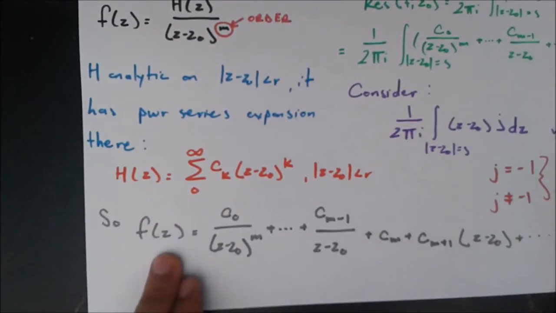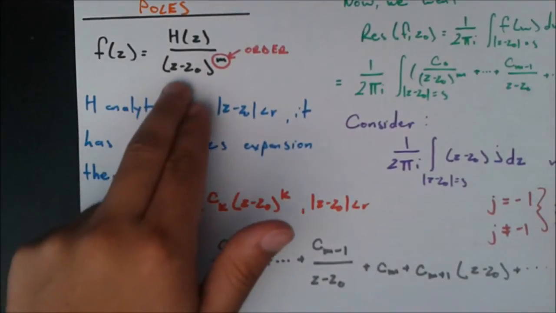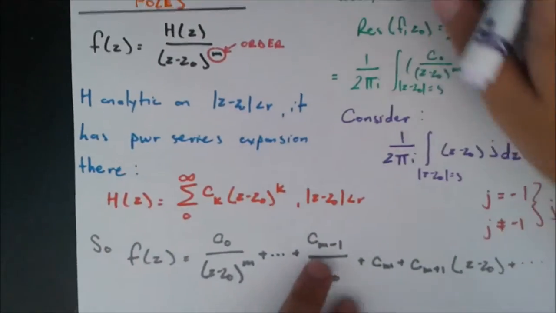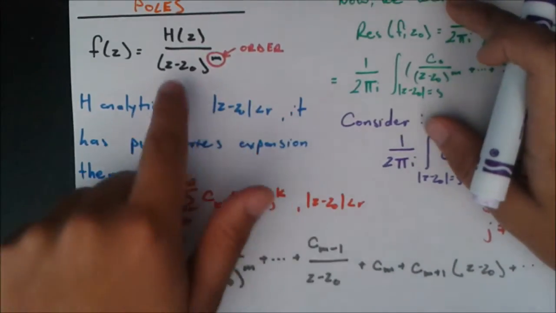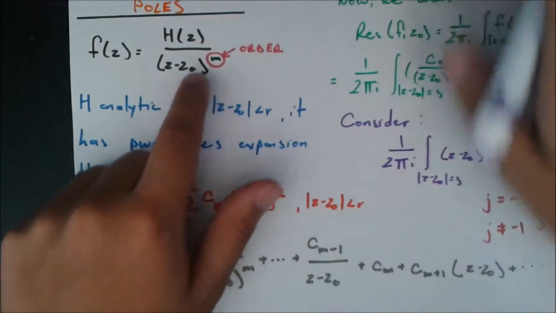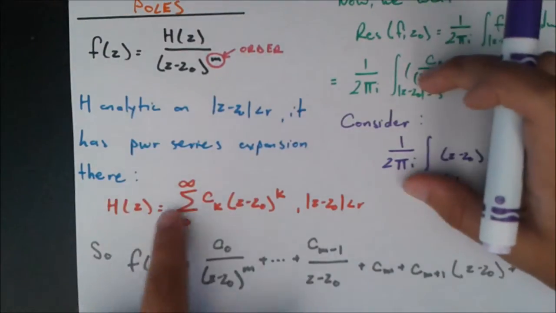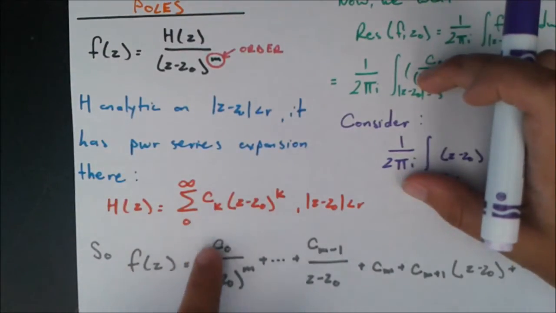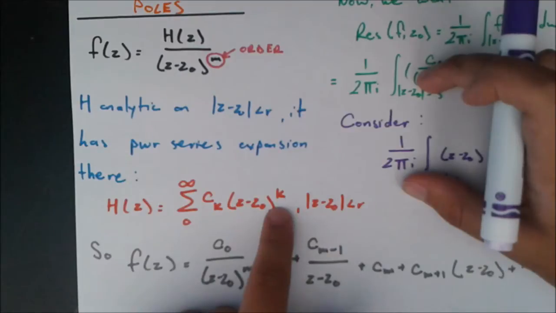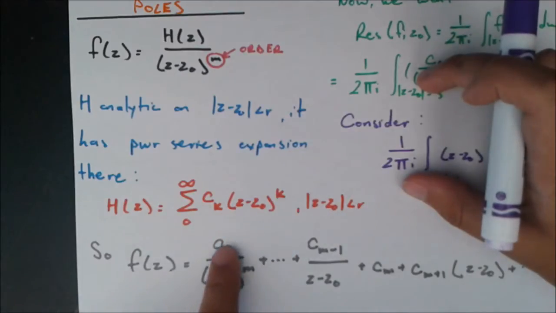So that means f of z, being h of z divided by (z minus z0) to the power of m, we can just take this whole power series and divide it by (z minus z0) to the power of m. What's the first term? Well, the first term of h of z was c sub 0, because this term just equaled 1. So c sub 0 divided by (z minus z0) to the power of m is right there.